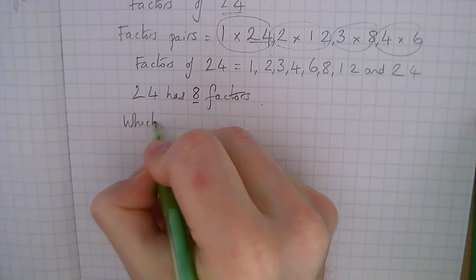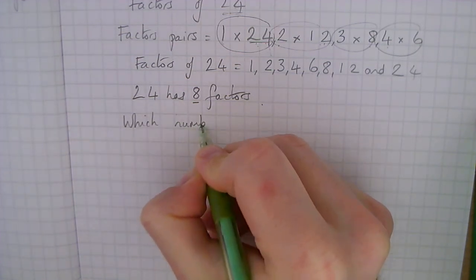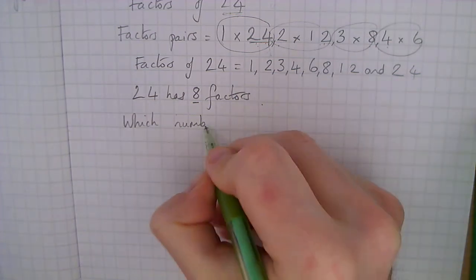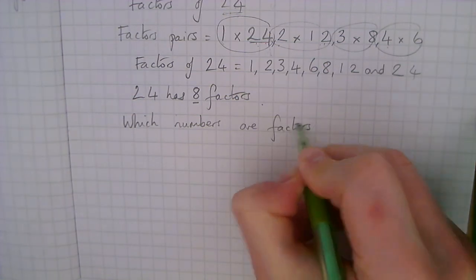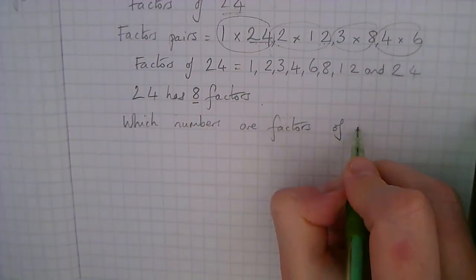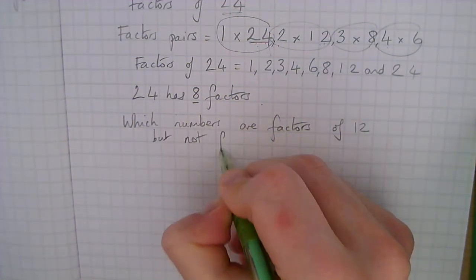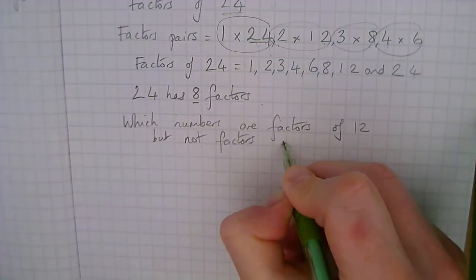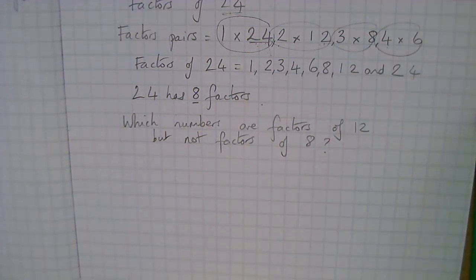Which number or numbers are factors of 12 but not factors of 8? So if you get a question like this, what you need to do is write out the factors of 12, write out the factors of 8 and compare the two.